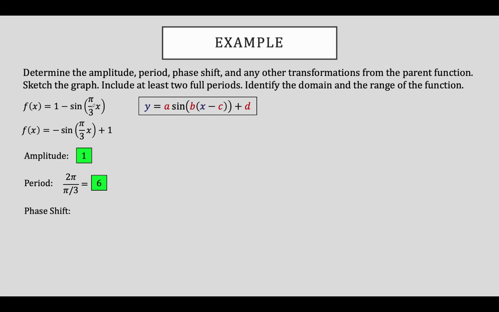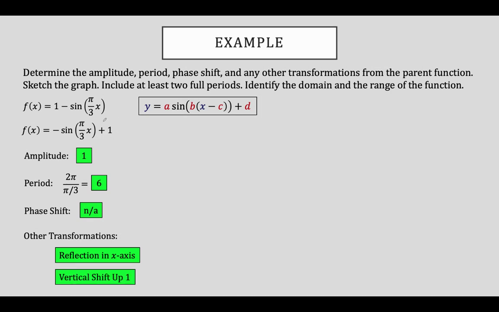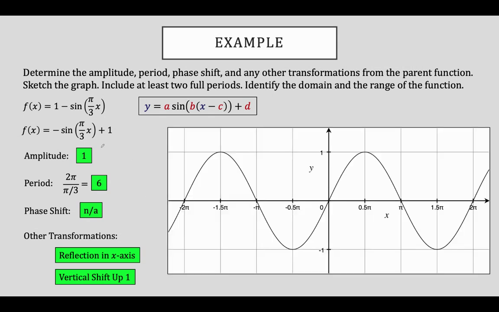Our phase shift, well, that's determined by c, which in this case is actually 0. There is no phase shift. And are there any other transformations? Yeah, 2 other ones. One, notice that a is negative. That means we have a reflection in the x-axis, and also we have a plus 1 on the end. That's going to give us a vertical shift. Once we have identified all of these transformations, we start with the shape of our parent function, and remember, we are going to scale, reflect, and then shift.